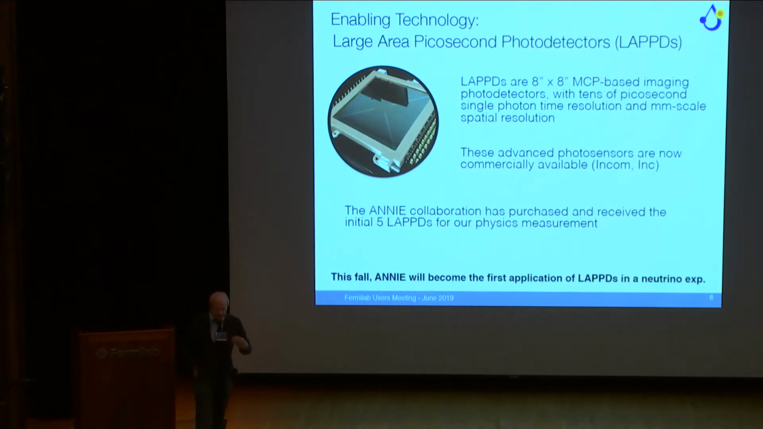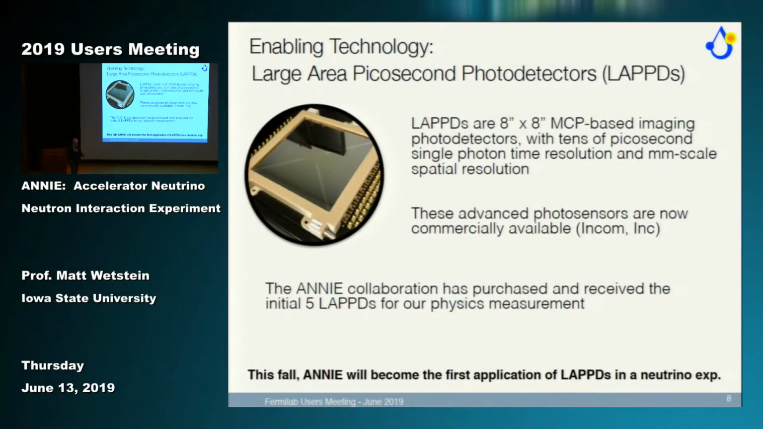The next ingredient in making this measurement is the enabling technology. A.N.N.I.E leverages several new advances in neutrino detection technology, the first of which is the Large Area Picosecond Photodetector, or LAPPD. LAPPDs are 8-inch by 8-inch microchannel plate-based imaging photodetectors. So if a photon hits, you can actually tell where on the detector it hit. And they provide single photon time resolutions well below 100 picoseconds and millimeter scale spatial resolutions.